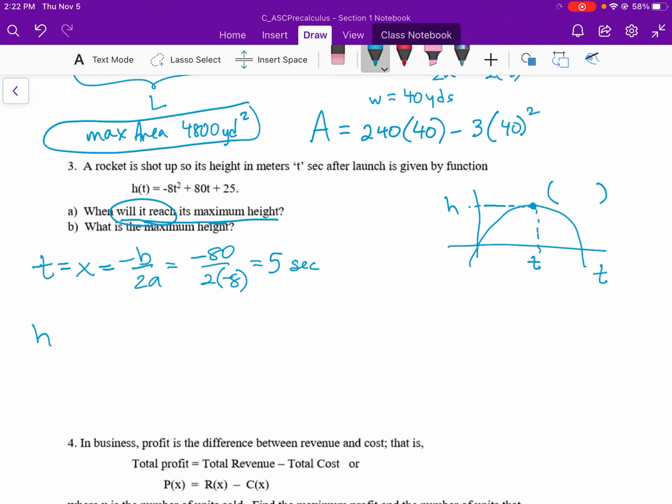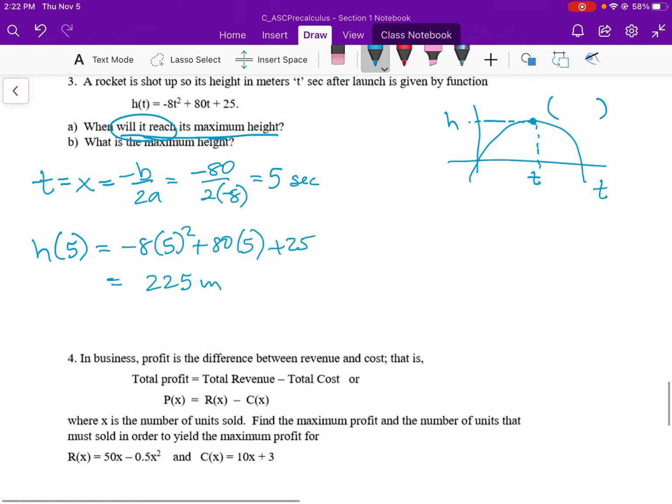What is the maximum height? You're going to do h of 5. So -8 times 5 squared plus 80 times 5 plus 25. -8 times 25 plus 80 times 5 plus 25 makes 225. So the rocket is at a height of 225 meters, because that was the unit. So that's the maximum height.